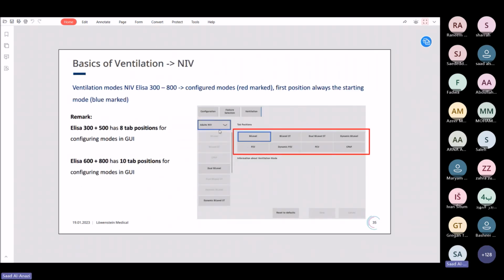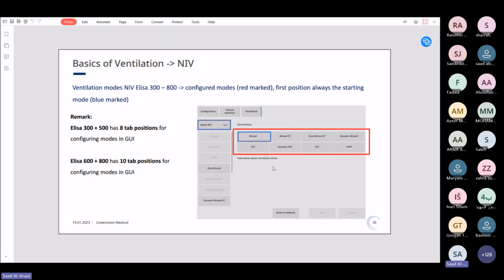So as you see here in the ventilation mode, in the 800, as you see in the red marker, we selected all the 10 modes that are the most common modes that I need to see on the main screen. If, for example, I don't want to see the dynamic process support, I can remove it and select the mode I need to see.